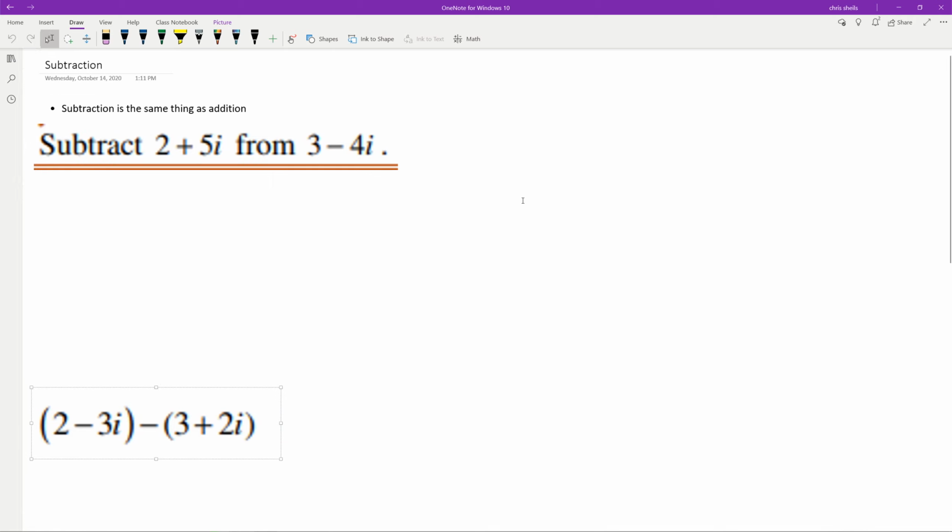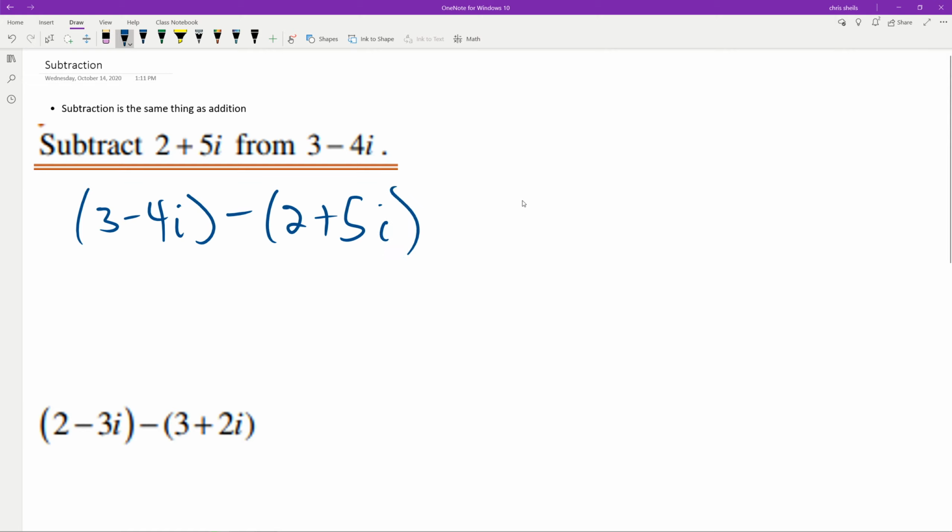For subtraction, if I subtract 2 plus 5i from 3 minus 4i, so this is saying I have 3 minus 4i minus 2 plus 5i. Same thing, addition and subtraction are really like the same thing, right? 3 minus 2 is 1. -4i minus 5i is -9i.